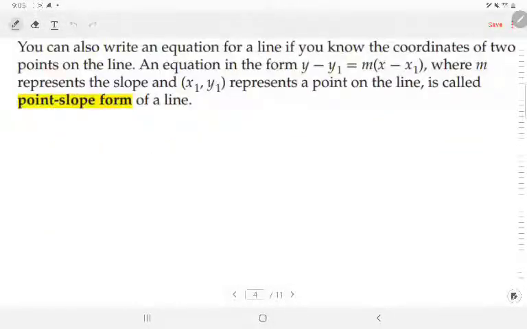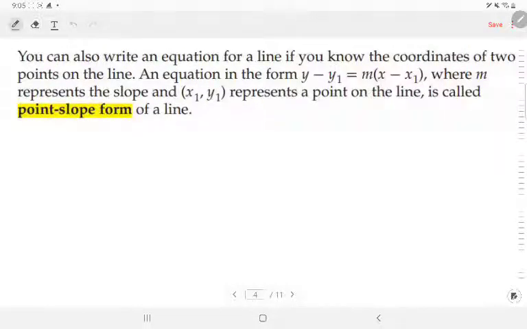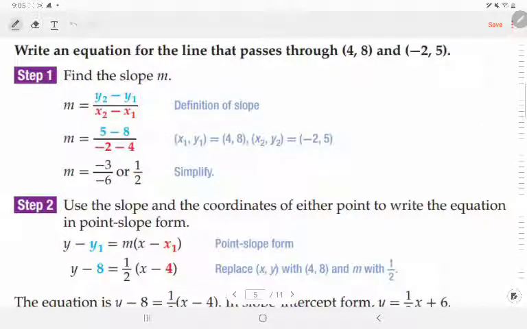All right. So you can also write an equation for a line if you know the coordinates of 2 points on the line. An equation in the form of y minus y1 equals m times x minus x1, where m represents the slope and x1, y1 represents a point on the line, is called point-slope form of a line. So all I need is slope and 1 point on the line, and I can write the equation. So let's take a look at that.